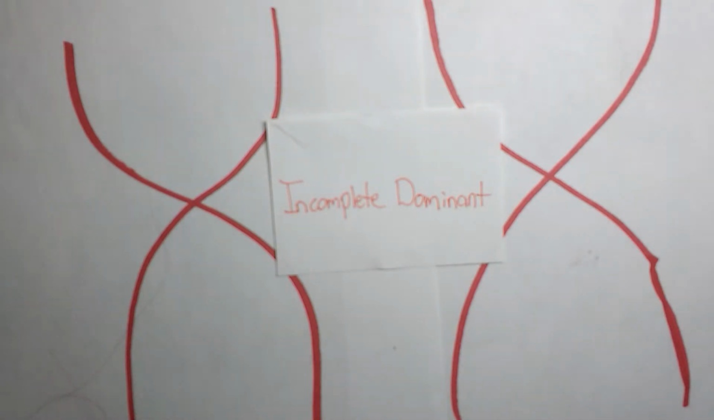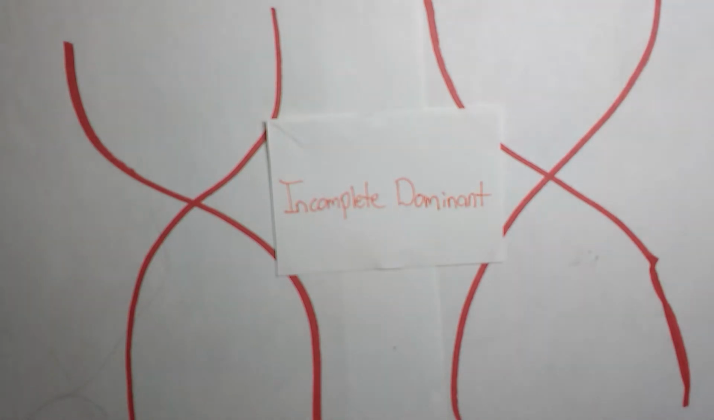The next type is incomplete dominant. This basically is whenever no gene is taking over the other. It's kind of a blend. Kind of like the good old story back when we were in middle school talking about genetics, where Mendel crossed a white pea plant and a red pea plant, and he got pink pea plants.